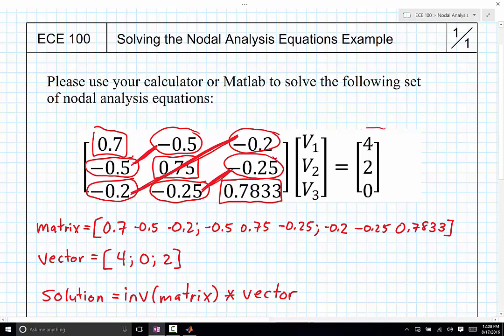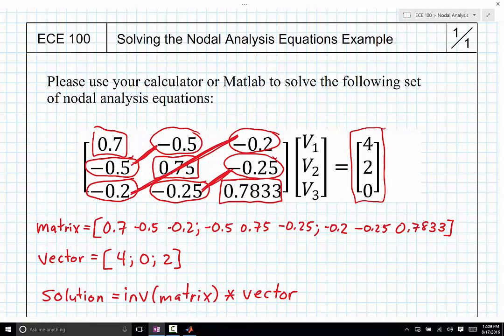And then, of course, over here on the right-hand side, every element in that vector should come from a current source that's in the circuit. So I can tell you, even though I don't see here in front of me the circuit that was used to create this matrix, I know that there's at least a 4 amp source and a 2 amp source that was used in that circuit.